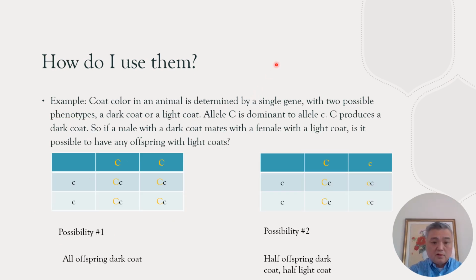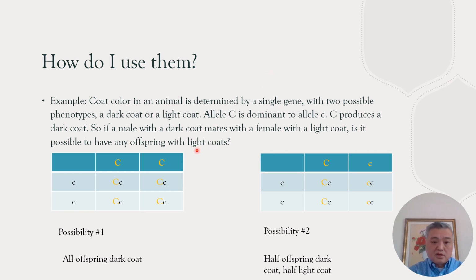So take, for example, coat color in animals. It could be determined by a single gene with two possible phenotypes. We'll call it a dark coat and a light coat are two phenotype possibilities. Allele C is the dominant allele, and that is responsible for a dark coat. Little c is a recessive one that produces a light coat. So the question is, if you have a male with a dark coat who mates with a female with a light coat, is it possible to have any offspring with light coats?